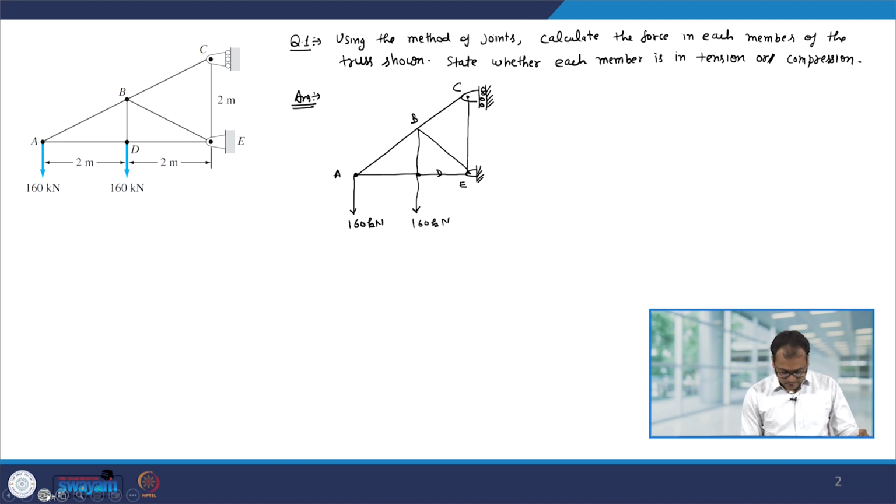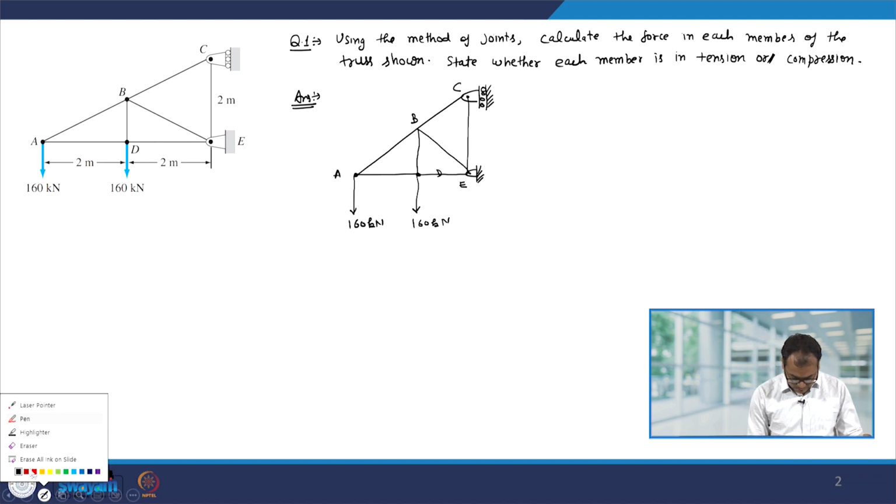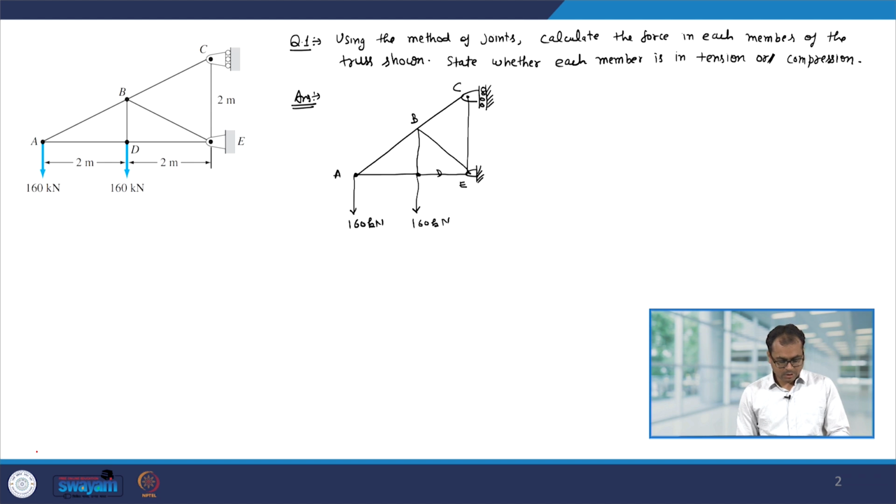So, let us look at the reaction forces first. Since at C you have a roller support, it will not support vertical forces. So, you will have a force in the x direction, let us call it Cx, and at E you have a pin support. Therefore, it will support both the x component and the y component, Ex and Ey.